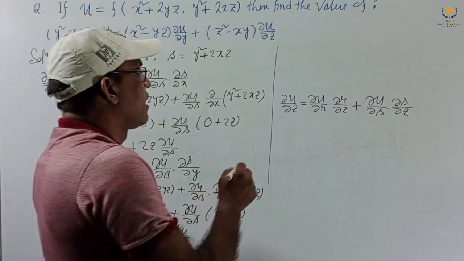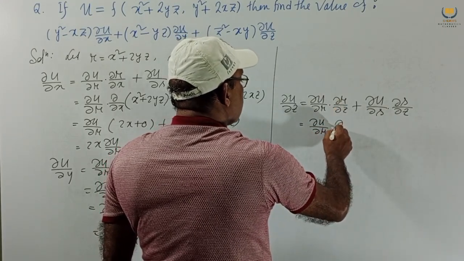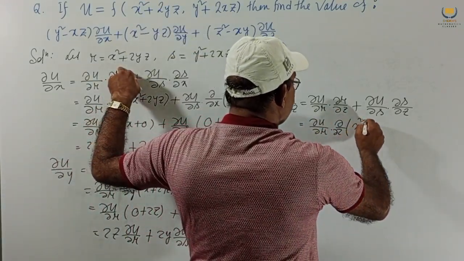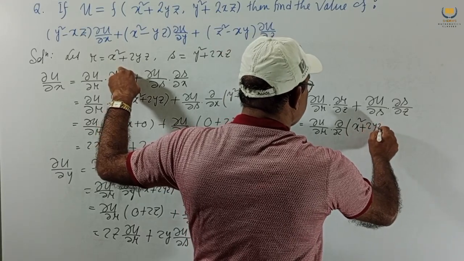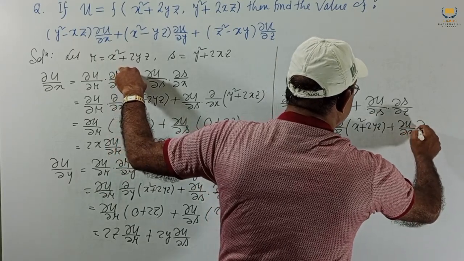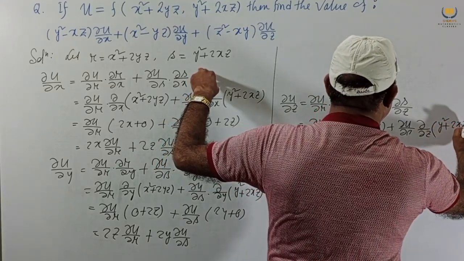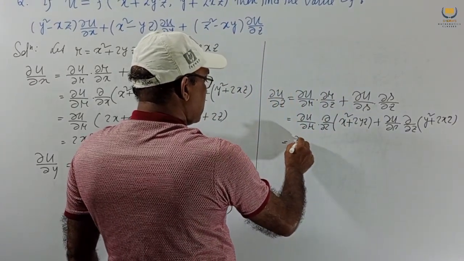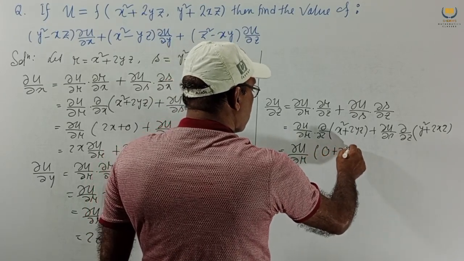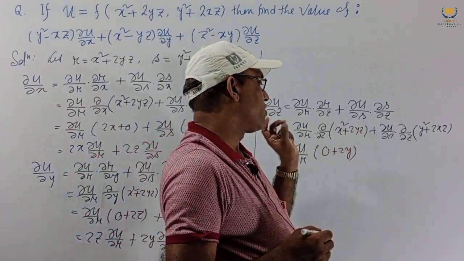We get this. And this will be ∂u/∂r remains same, and ∂u/∂z: ∂r/∂z is x square plus 2yz, and ∂s/∂z is y square plus 2xz. We get this. This is ∂u/∂r. This one is 0. This is twice y, because we differentiate partially with respect to z. This is 0 and twice y, constant outside.